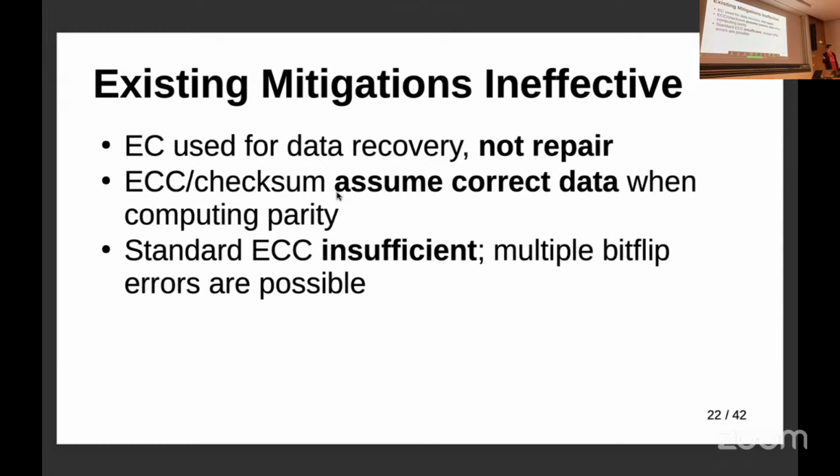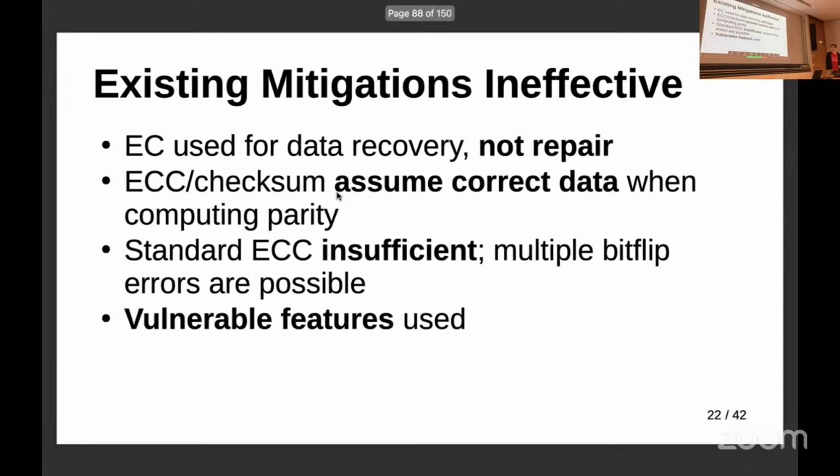Additionally, standard ECC is insufficient because, as previously noted, multiple bits can and often do, in fact, get flipped simultaneously, whereas standard ECC is typically only capable of repairing single bit errors. And to top all of that off, when computing checksums and other things, many implementations make extensive use of vector operations, which, as they had previously found, are the most vulnerable to silent data corruptions.